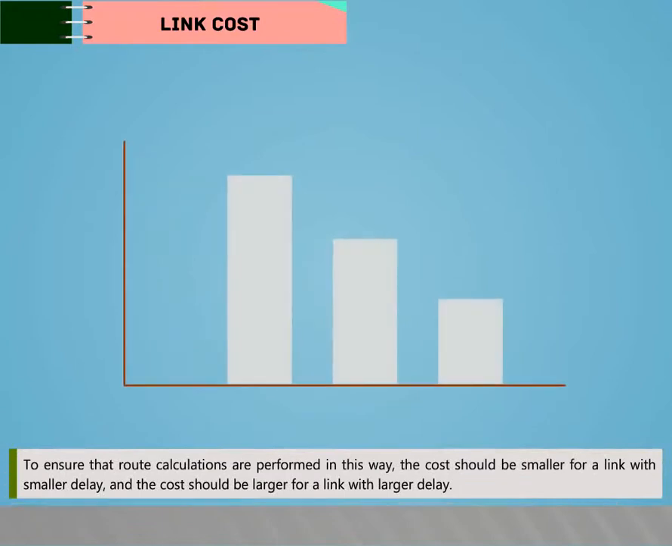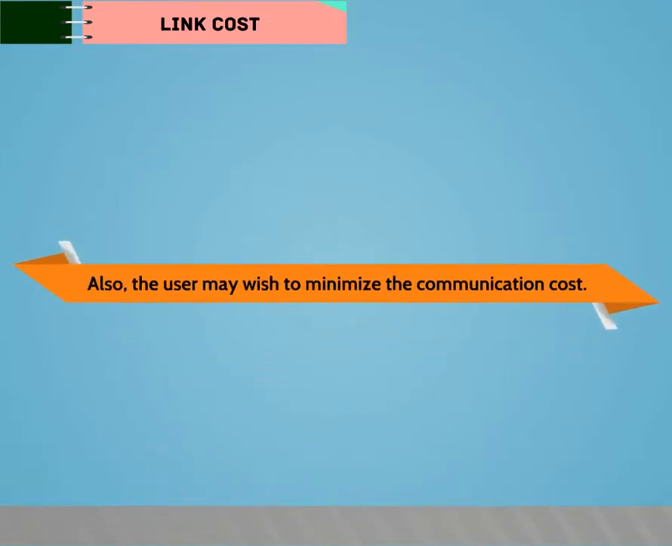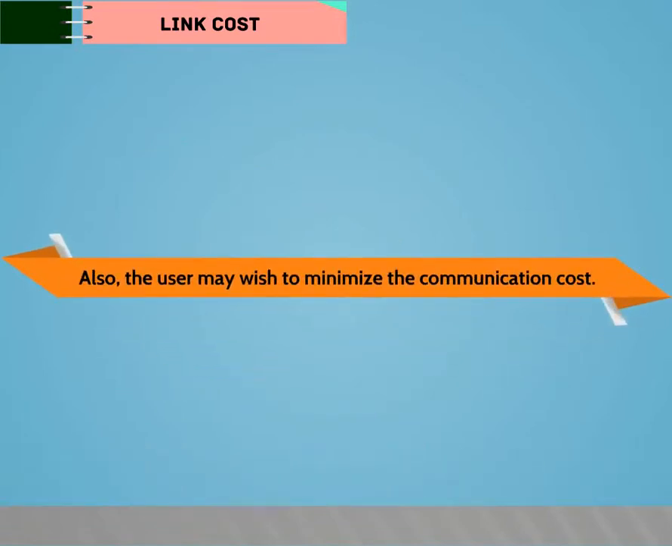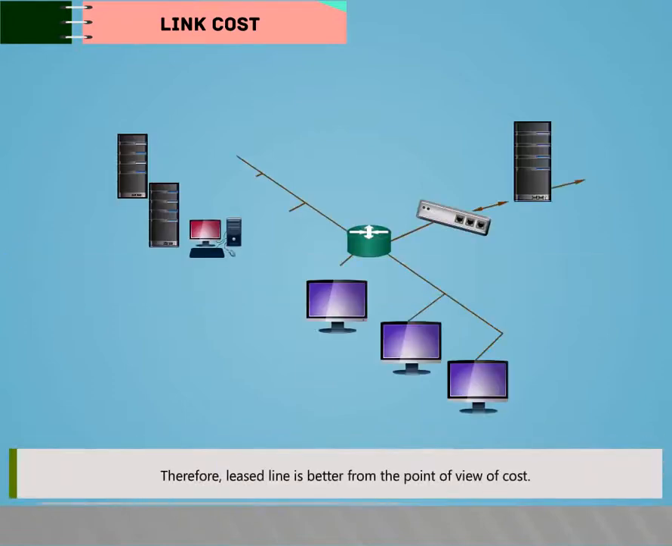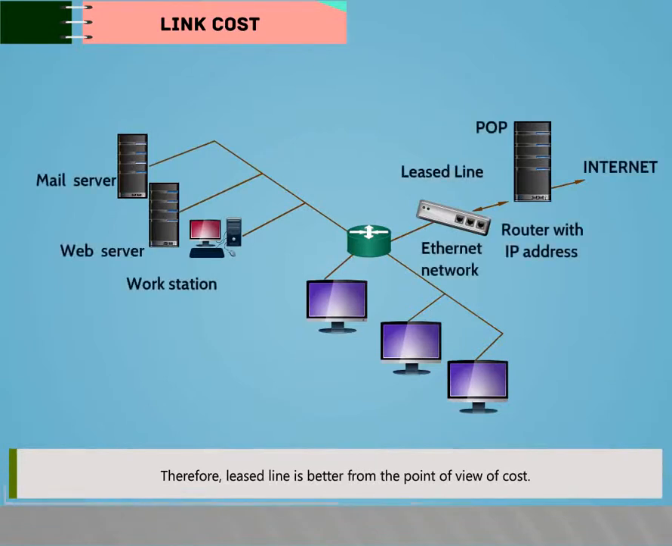To ensure that rule calculations are performed in this way, the cost should be smaller for a link with smaller delay, and the cost should be larger for a link with larger delay. Also, the user may wish to minimize the communication cost. Therefore, least line is better from the point of view of cost.